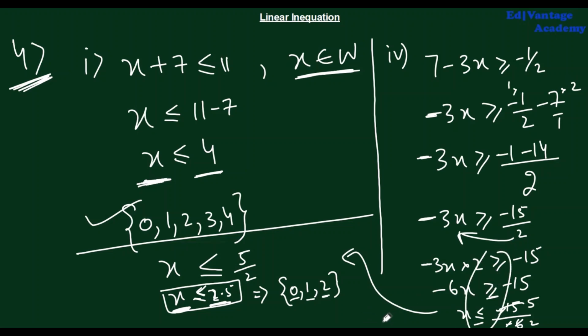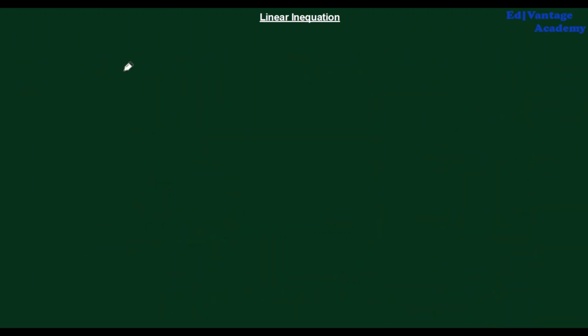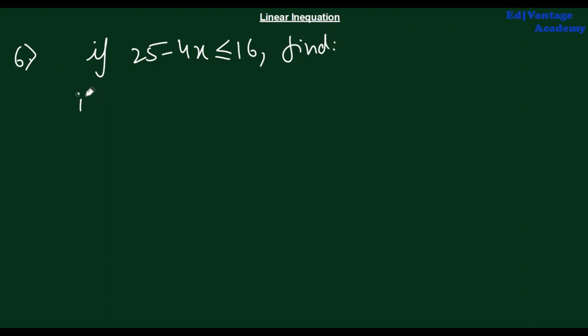If there is still any confusion, with more questions it will get simplified. So most of the chapter coming is exactly the same. The sixth one I'll do. The fifth one is the same as the fourth and third. The sixth one says if 25 minus 4x is less than or equal to 16, find. Find what? Look at your book. It's find the smallest value of x when x is a real number.